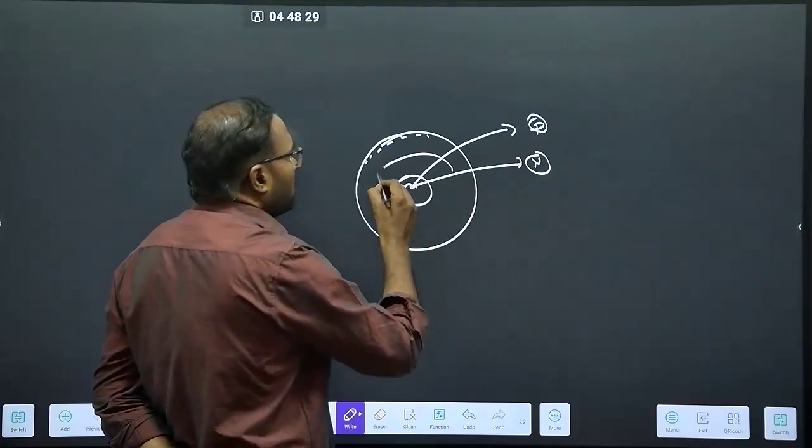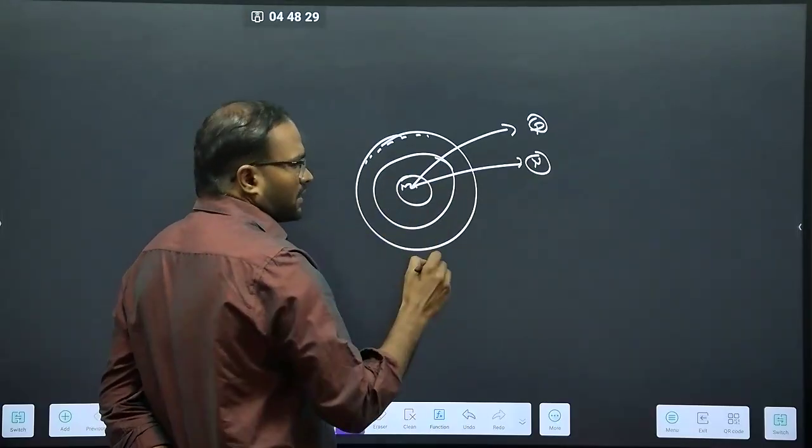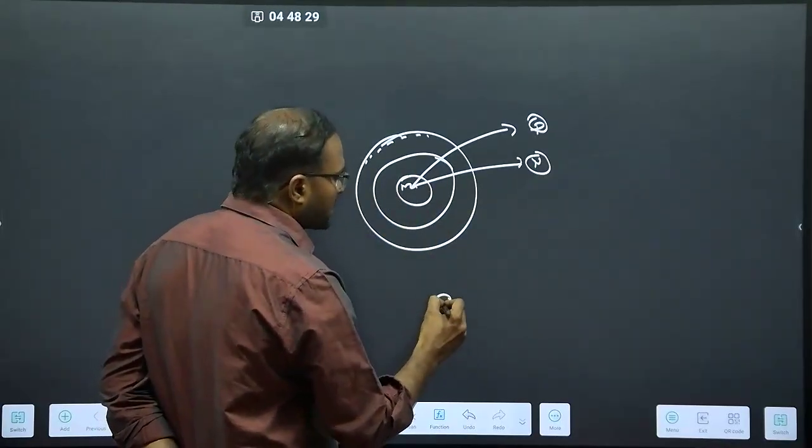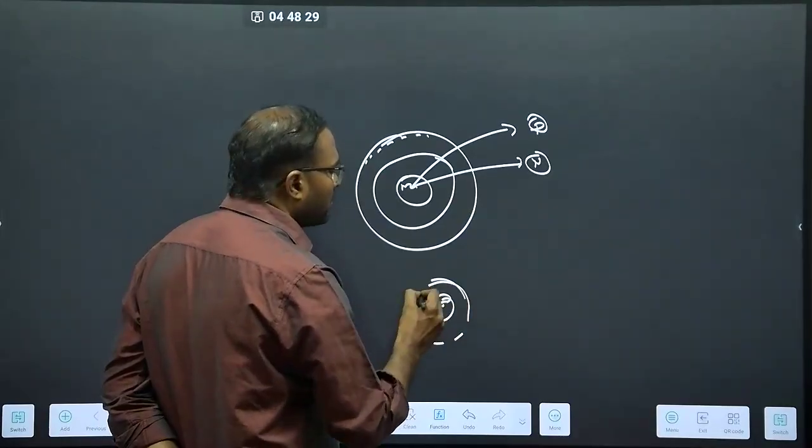Basically, these are called orbitals. The nucleus is present, and around the nucleus the electrons are orbiting.